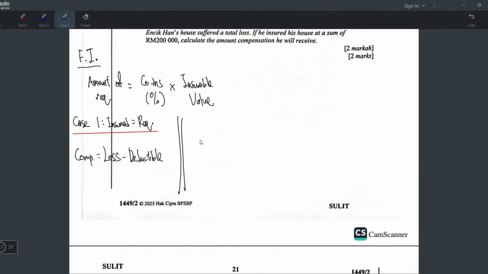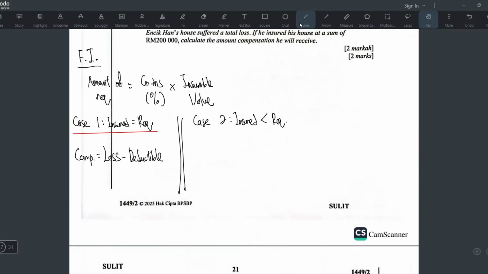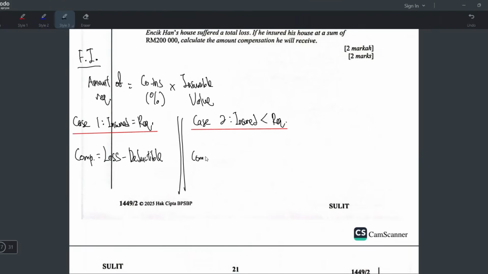What if it's case 2? Okay, case 2 is when your insured, meaning the purchased amount, is less than the required amount. It means the amount you bought is less than the amount you should have bought. So that means your compensation will be less because you bought less. So your compensation will be less, and the formula will be like this. Purchased over required multiplied by loss minus deductible. Or you can say the smaller number write on top, the bigger number write at the bottom.